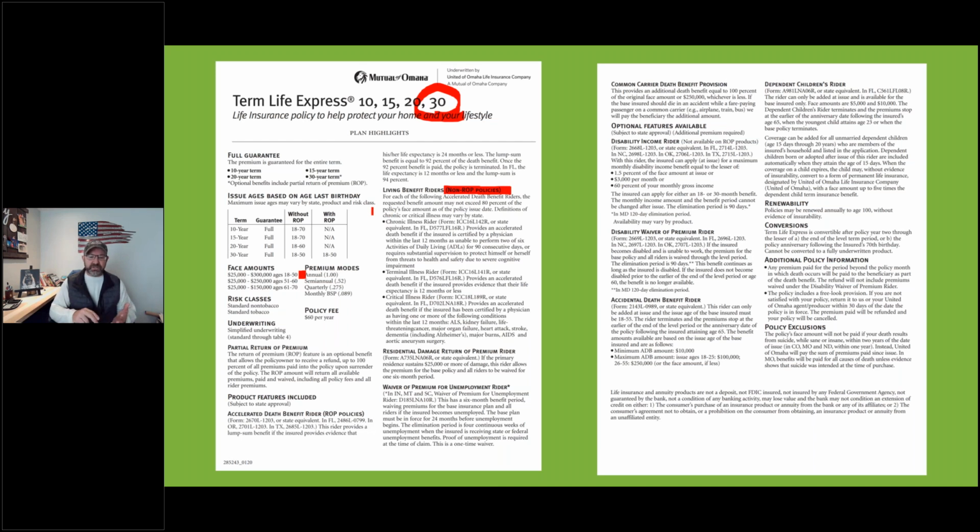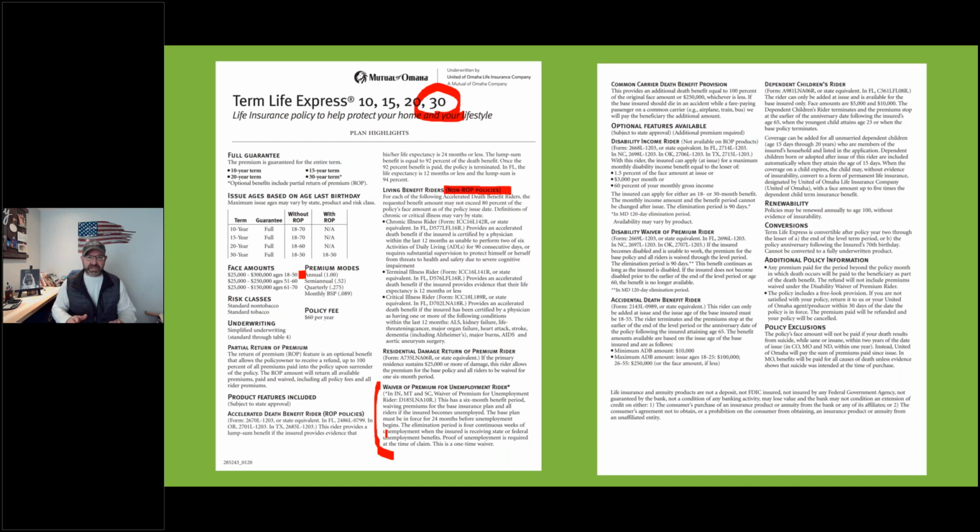You got chronic illness, terminal illness, and critical illness. Understand those benefits because that's a huge selling point, having those living benefits. On the Term Life Express, you have the residential damage rider, which is not available on the IUL. Then they also have the waiver of premium for unemployment, which is kind of selling on the mortgage protection side. And just be careful on the unemployment.